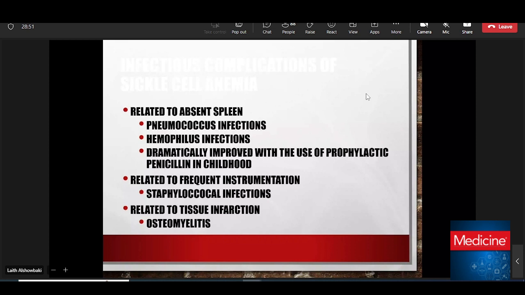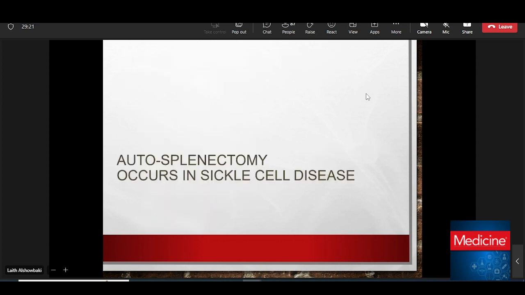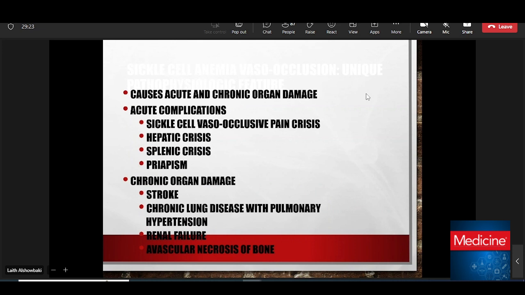So as you can tell, in someone who's not having a fully functioning spleen, infections with encapsulated organisms are expected, like the pneumococcal, Haemophilus, stuff like that. And there's a common association between the osteomyelitis and the sickling as well, with the Staph aureus infection. So autosplenectomy occurs in sickle cell disease. We already know that.